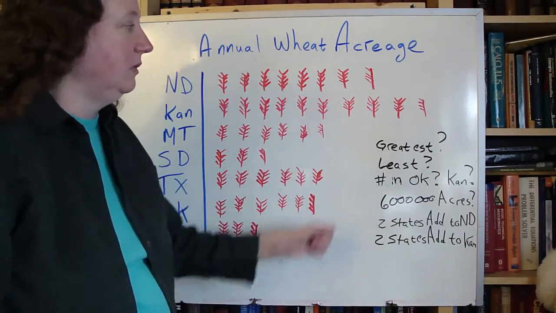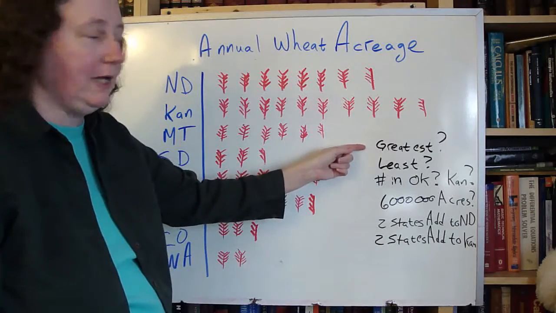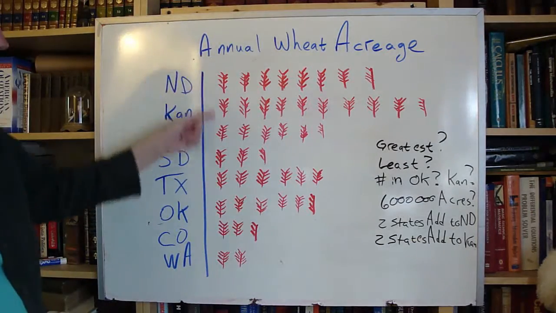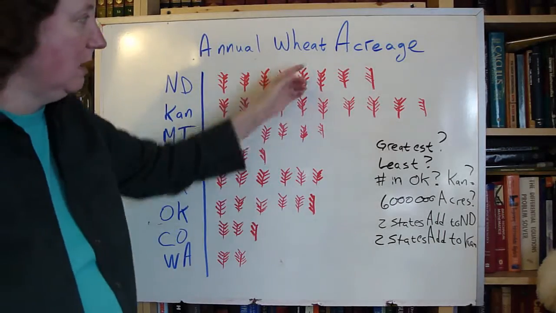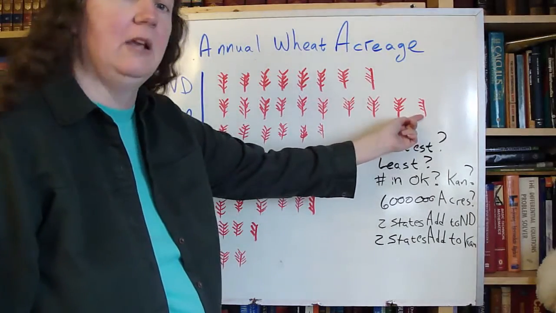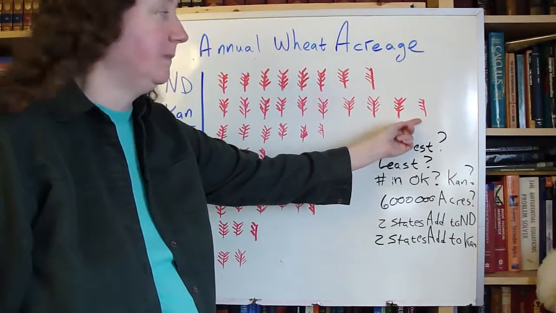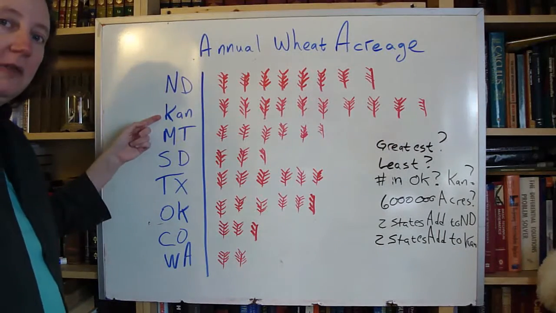Looking at our questions, which of these has the greatest number of acres of wheat? Looking to make sure that these are all lined up properly. They are. They're in columns. We then go to the one that has the furthest out over here. Follow that back to find out what state that is. That is Kansas.